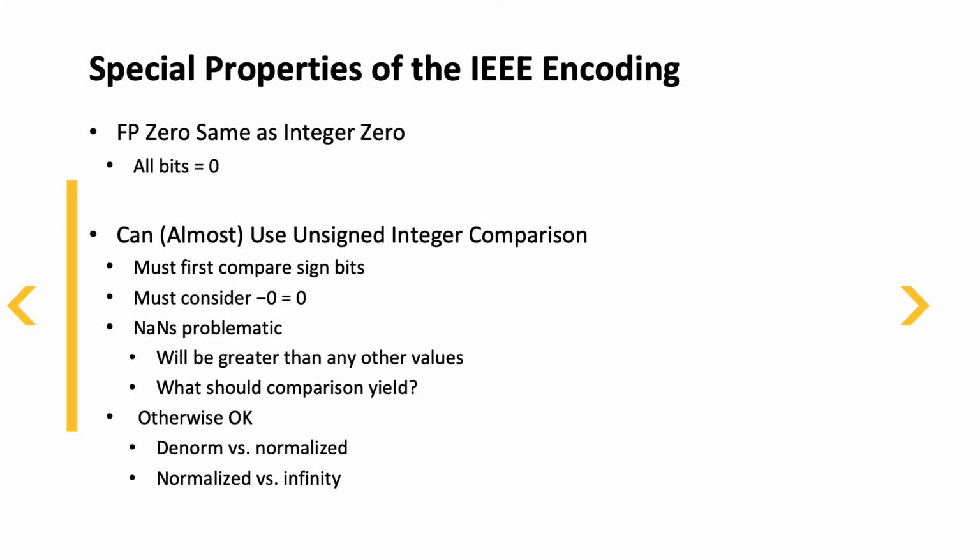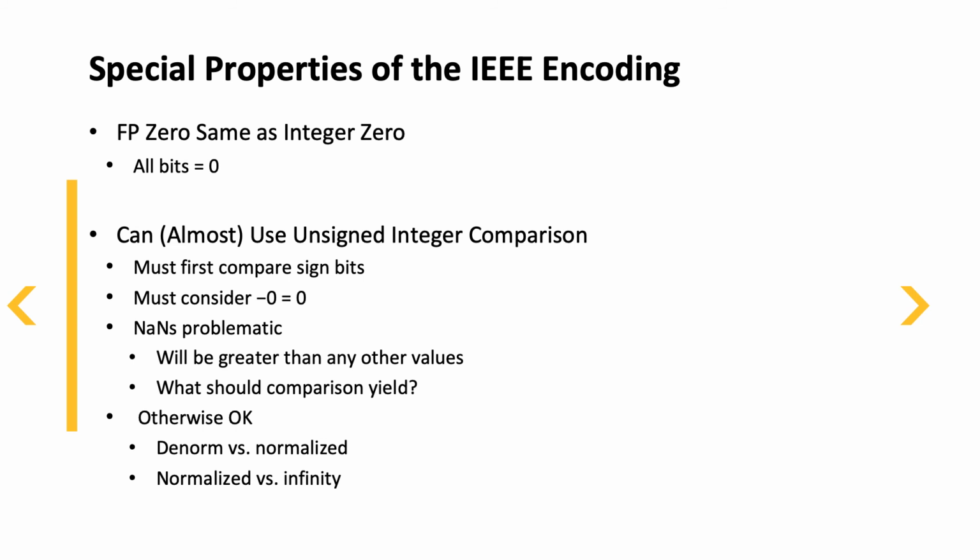Finally, there are some special properties of the IEEE encoding that we have to keep in mind, because we don't want to do things too similarly to how we've done other things so far, like when we were dealing with integers. A floating point 0 is the same as an integer 0, right? All the bits are 0. That gives us a 0. We can almost use unsigned integer comparisons, but we have to keep in mind that we always have to compare the sign bits. We have to consider -0 and +0.